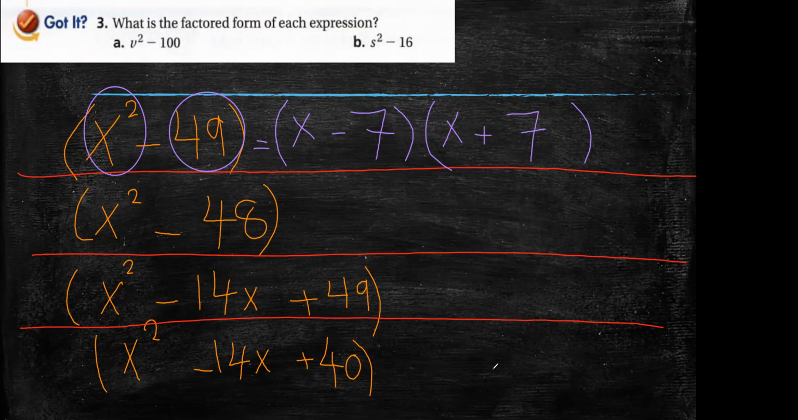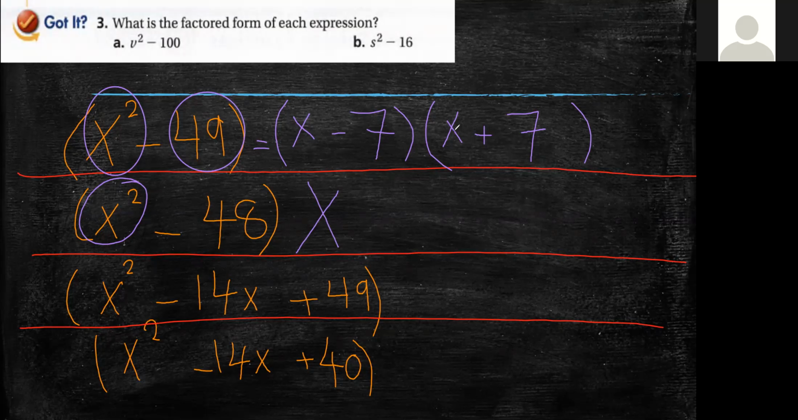Look at the second one now. x squared minus 48. Look at the two terms. Are they perfect squares? The first one, yes. But the second one, no. 48 is not a perfect square. So I will say it cannot be factored, in this way or in another way.